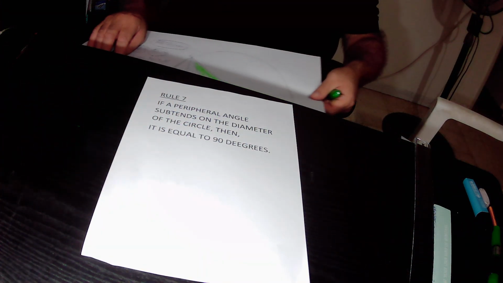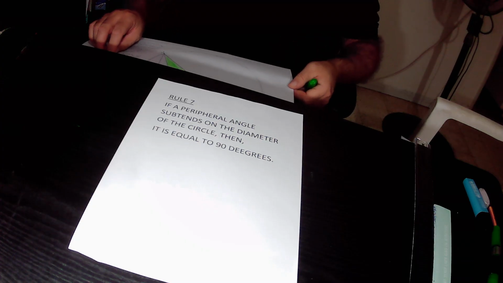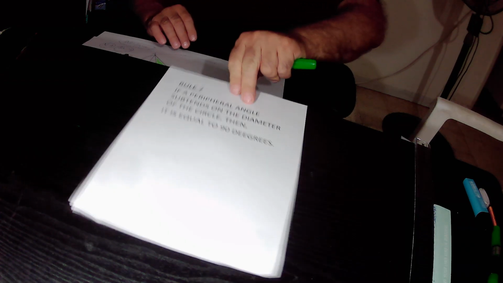Repeat quickly on rule 7. According to rule 7, if a peripheral angle subtends on the diameter of the circle, then it is equal to 90 degrees in its size.